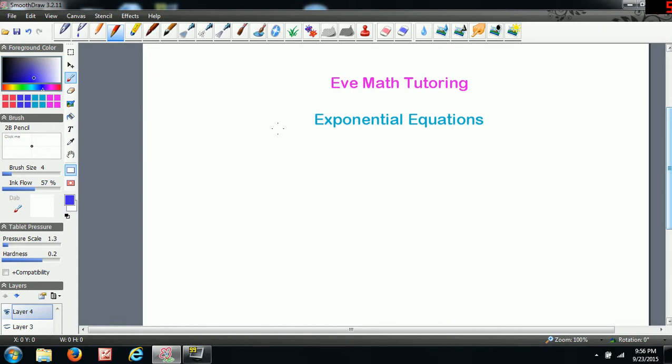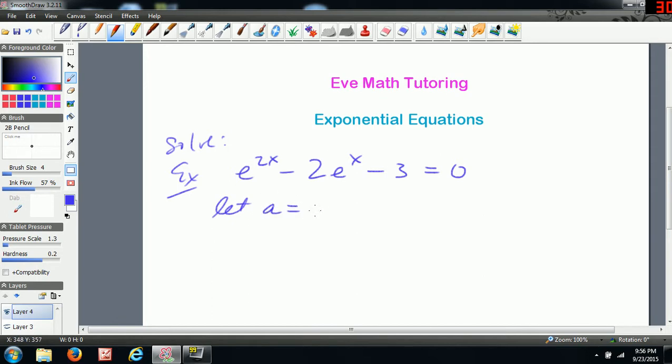So say we had e to the 2x minus 2e to the x minus 3 is equal to 0. If you have something like this, you can try to factor it. This is a regular quadratic equation, and it's easy to see if you let a equal e to the x. Then I've got a squared minus 2a minus 3, an equation in this form, and then I can figure out how to factor that.